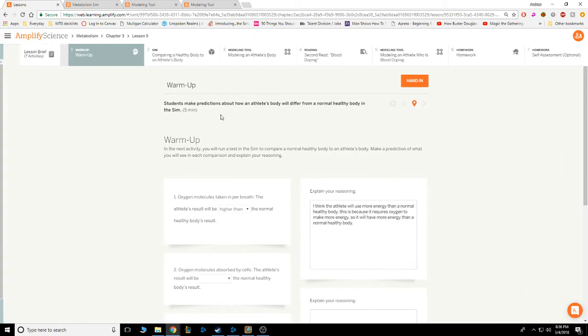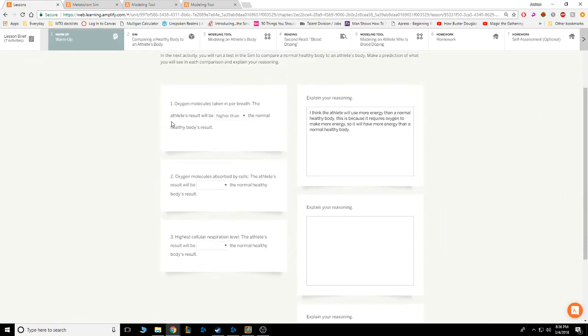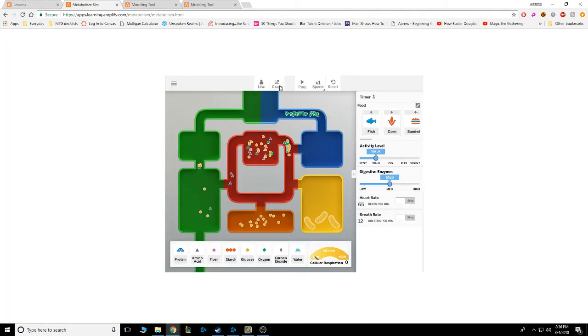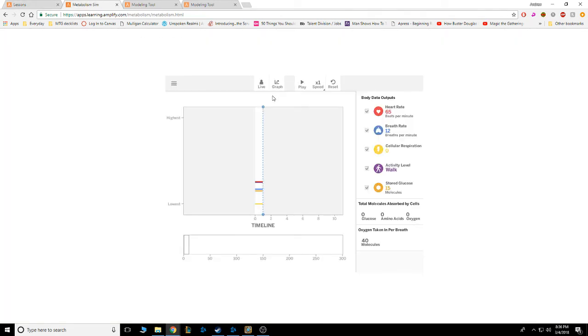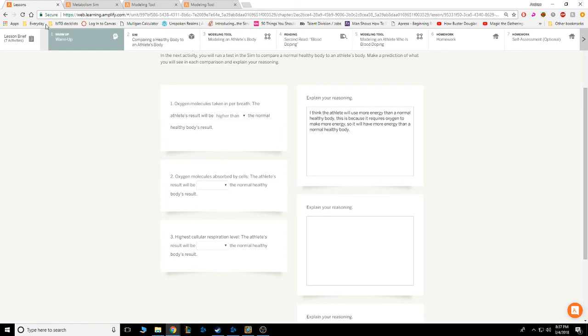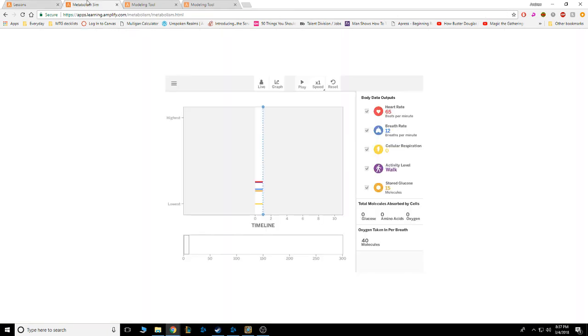Remember, you're going to be looking for 3 things. The first is, the athlete's results will be higher than normal for the oxygen molecules taken in per breath. You can find those in the graph just like we did when we looked for Elisa's results. Right here, oxygen taken in per breath. In this case, it's 40 molecules. You can then look at oxygen molecules absorbed by the cell, which you can see here, total molecules absorbed by the cell. The easiest way to test this one would simply be to make sure that you test them for the same amount of time.